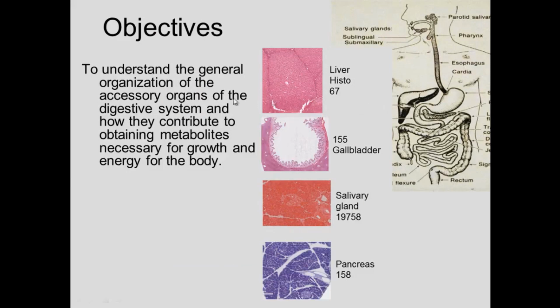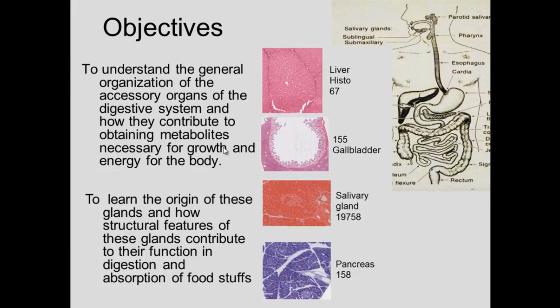Our objectives are to understand the general organization of these accessory organs of the digestive system and how they contribute to obtaining metabolites necessary for growth and energy for the body. We want to learn the origin of these glands and how the structural features of these glands contribute to their function of digestion and absorption of foodstuff.